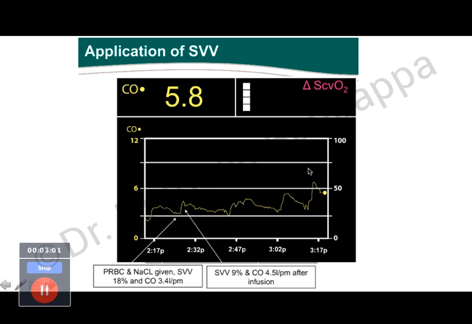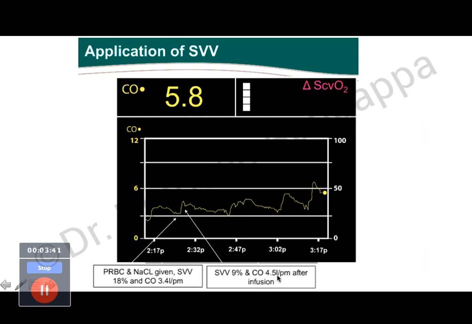When you look at the monitor where you are monitoring stroke volume, obviously it gives cardiac output as well. Here you have a patient where blood pressure and cardiac output are low. Cardiac output is 3.4 liters per minute and stroke volume variation is 18%. Here you give the patient a fluid bolus or a blood transfusion, PRBC with fluid bolus. You would track on the monitor that the stroke volume variation has come down from 18 to 9% and cardiac output has gone up from 3.4 to 4.5 liters per minute.